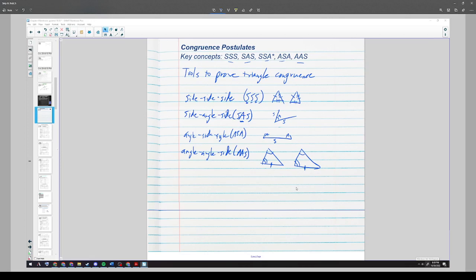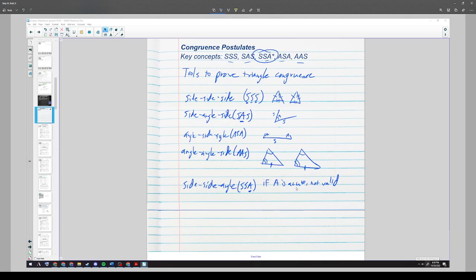Yeah, so the last one that I skipped over, SSA, because that one is kind of weird. So side, side, angle. Generally, you're not allowed to use this in proofs. So side, side, angle, if this angle is acute, not valid. If it's obtuse, it is valid, but still generally it's not accepted as an argument in proofs. I don't know if we'll see proofs where that would be useful or not. I wouldn't worry about it for right now.